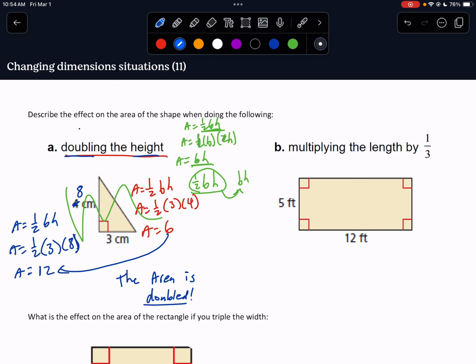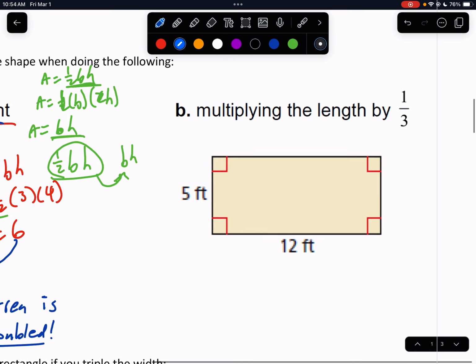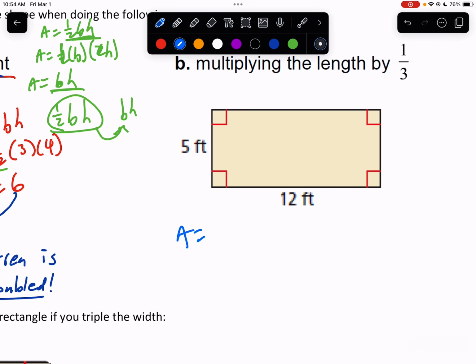Based off everything I just talked about, what do you think would happen here? If you multiply the length by 1/3, what's going to happen to the rectangle? Okay, think about it. I'm going to work through it. The area of a rectangle is base times height, or you can say length times width. In this case, that would be 12 times 5. So this area is 60.